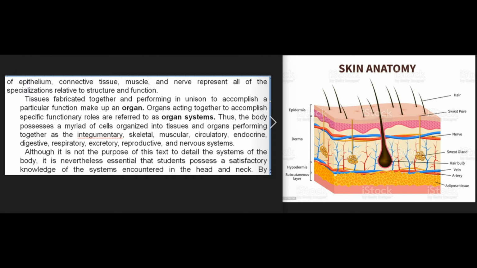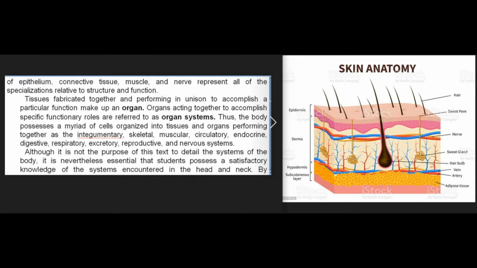Organs acting together to accomplish specific functional roles are referred to as organ systems. Thus, the body possesses a myriad of cells organized into tissues and organs performing together as the integumentary, skeletal, muscular, circulatory, endocrine, digestive, respiratory, excretory, reproductive, and nervous systems.